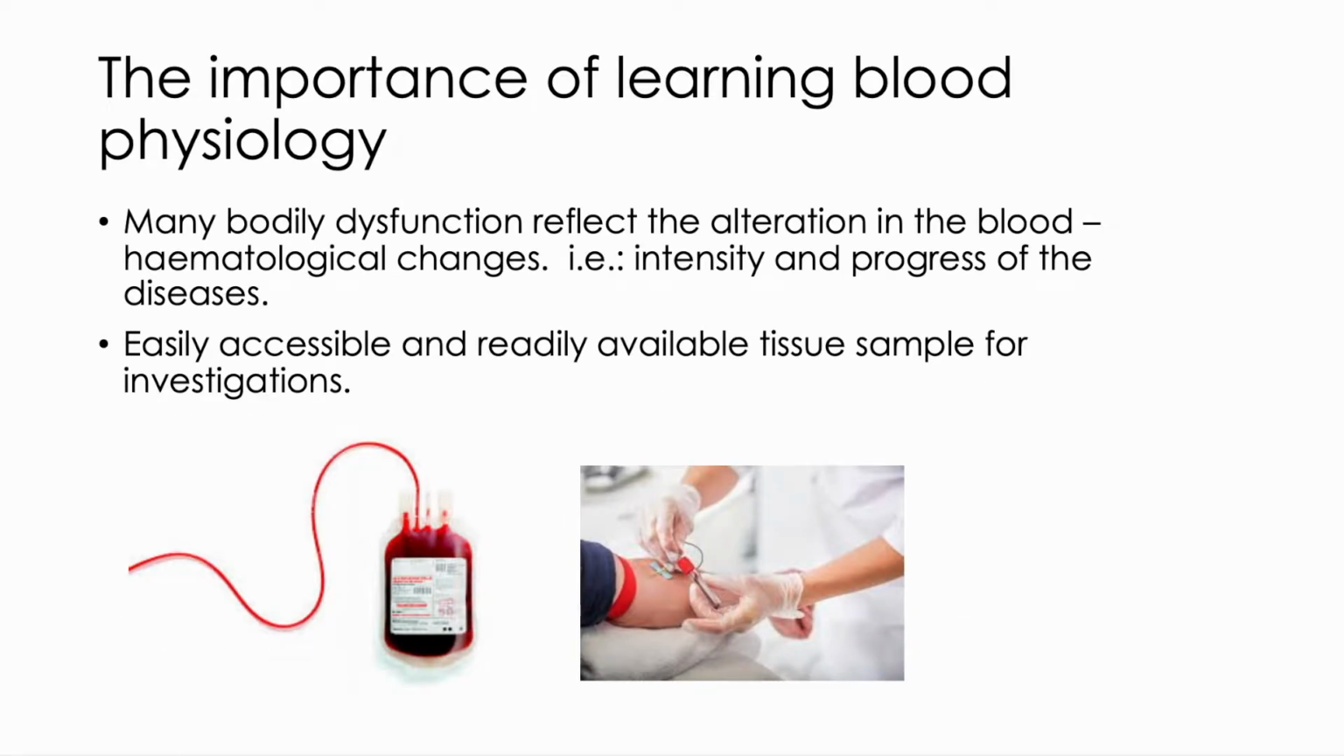So now let's take a look at the importance of learning blood physiology. Basically, our bodily dysfunctions can be reflected in the blood. That's why learning blood physiology is really important. And then a second one, why do we take blood to assess a certain disease, or to look for chemical or biochemical changes in the body system? It is actually because the blood is easily accessible, which means it's easy to be taken out. With just a finger prick, you can get a drop of blood, and it is a very simple biological sample that you can get for investigation.